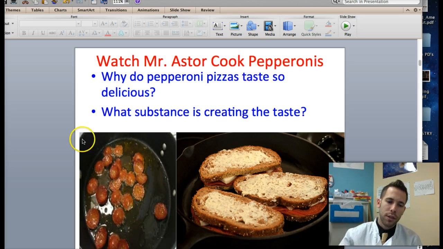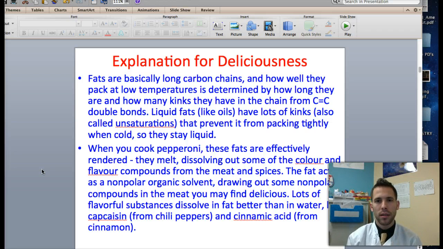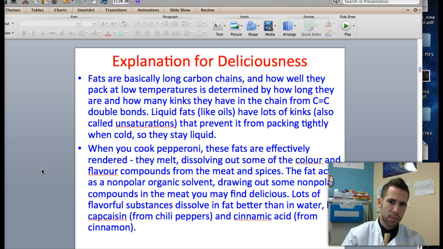So when I cook those pepperonis, you'll notice that the oils start to come out. Why is that? The reason is because like dissolves like. Things that are similar dissolve and interact with other things that are similar to it. And in this case, when we heat up these pepperonis, the fats in it are essentially rendered or melted so they can dissolve out some of the color and flavor compounds from the pepperoni. And in particular, it's going to take out all the fats and oils, which are just long carbon chains that get broken down when there's all this heat, and it pulls out some delicious substances like chili peppers and cinnamic acid, as well as paprika compounds that are usually incorporated into the pepperoni but come out when you cook it. And it's an explanation for the deliciousness.